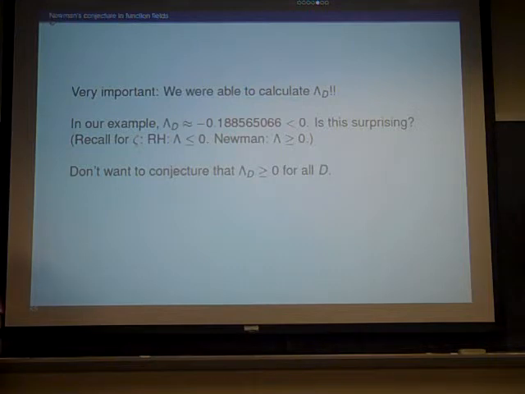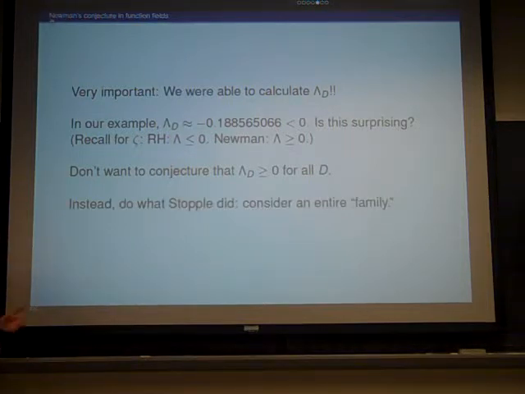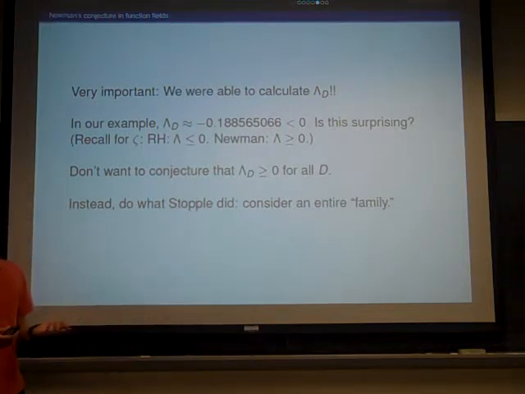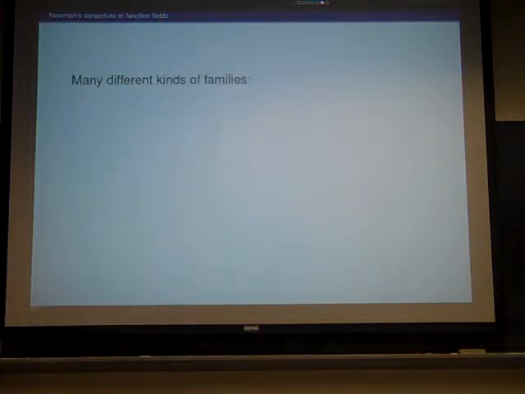So we don't want to make the conjecture that all of these lambdas are non-negative, because it's not true. Instead, we can look at what Stoffel did, and recall that he considered an entire family, looked at their infimums, and then made the conjecture that those are non-negative. In our case, we can do the same thing. Different kinds of families of L functions will give you different versions of Newman's conjecture in the function field setting.